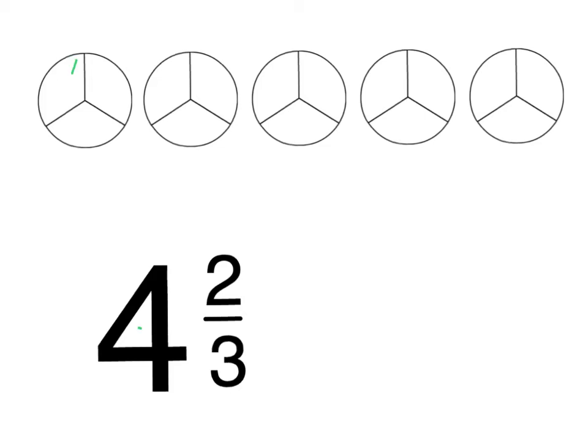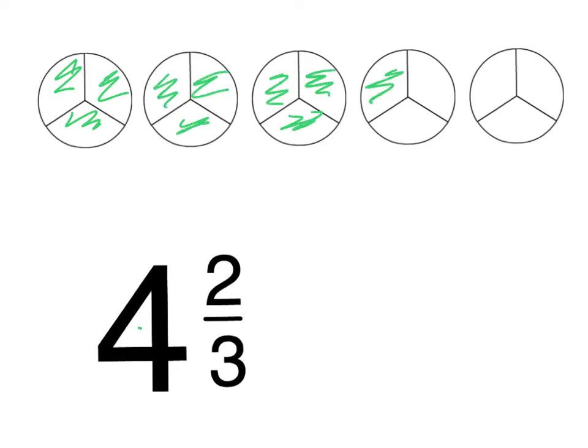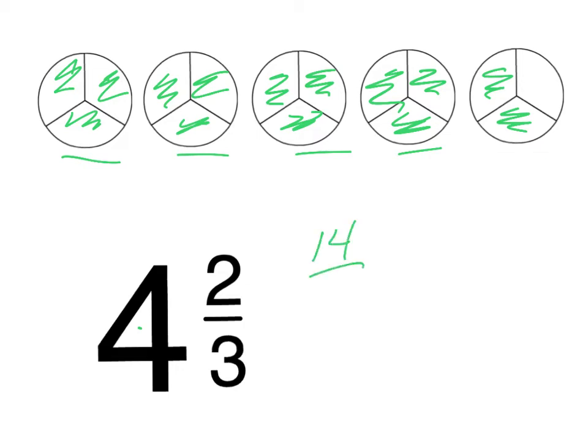So I've got 4 of them. 1, 2, there's 2, there's 3, there's 4, and 2 more. I have 3, 6, 9, 12, 13, 14 over 3. And the other way, we're going to do 4 times 3 gives us 12, plus 2 more gives us 14. Denominator stays the same.